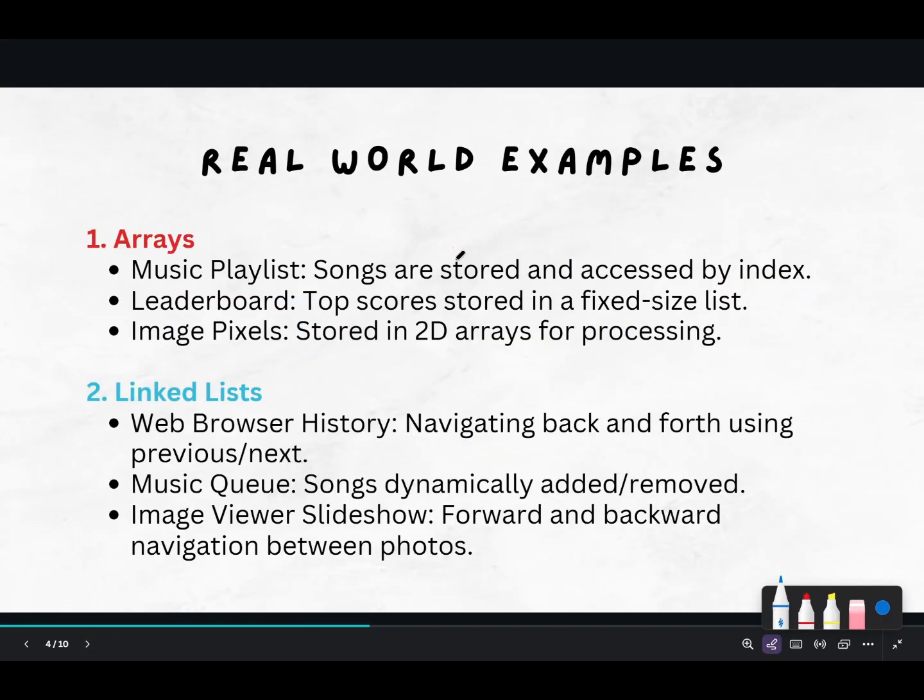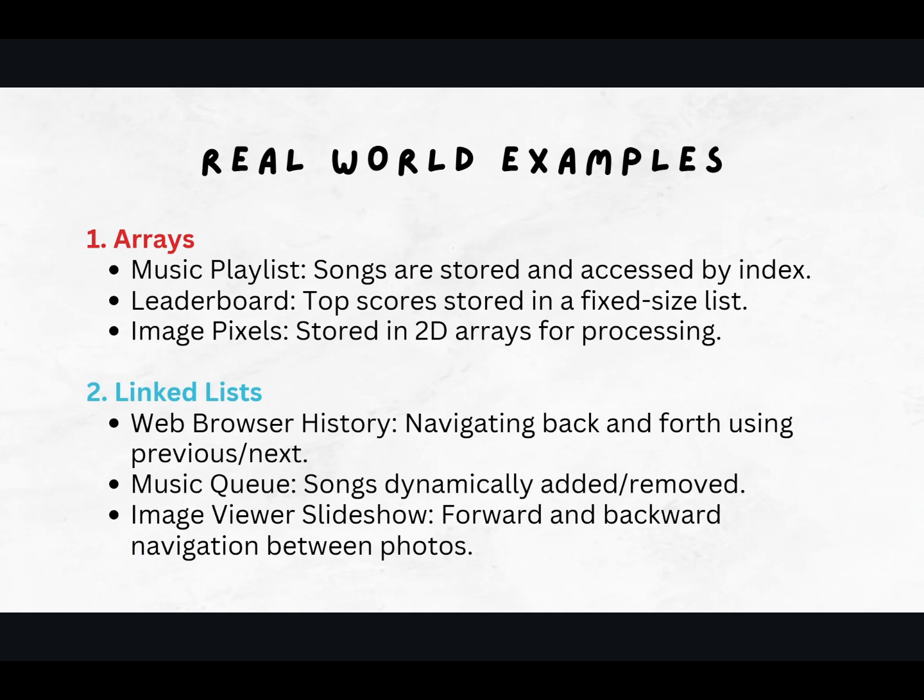Now, what are some real world examples of these data structures? For arrays, we all know music playlists. Songs are stored and accessed by index. We also know the leaderboard in gaming. Top scores are stored in a fixed size list. Now, a list is like an array in Python, just the name is different. And image pixels are stored in 2D arrays for processing. That comes up in computer vision and all of that.